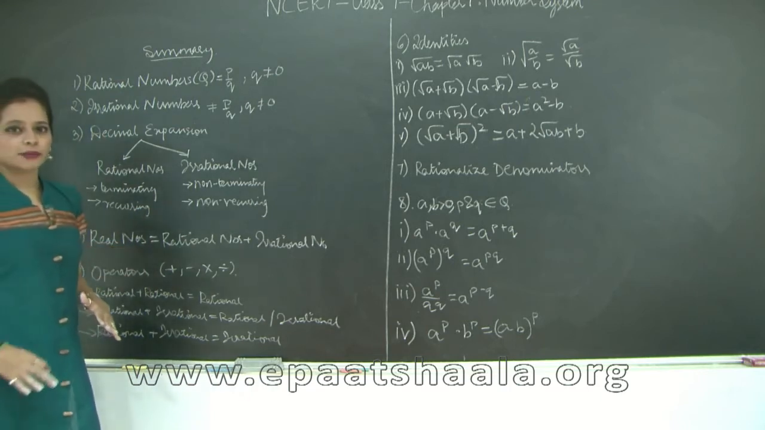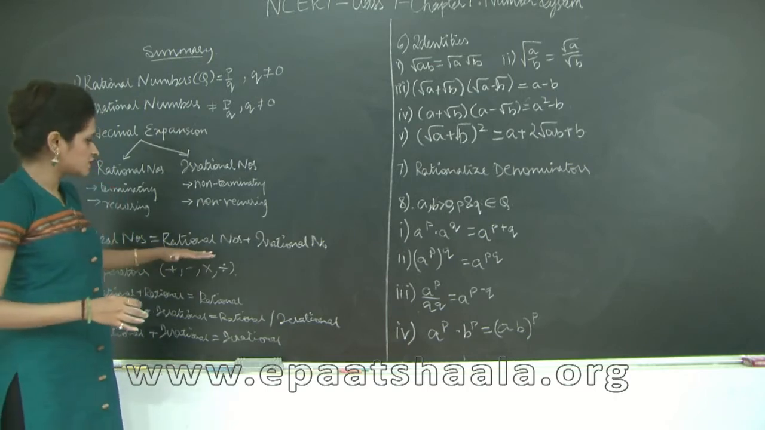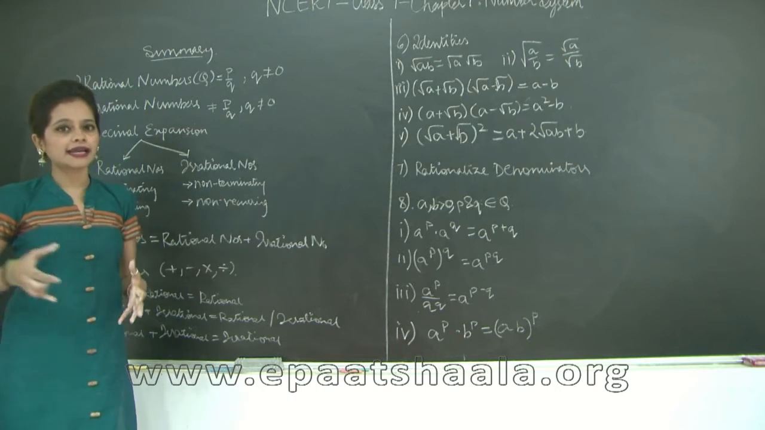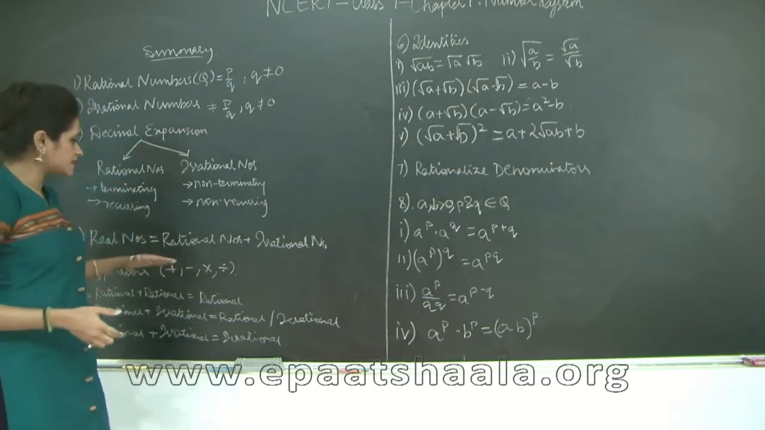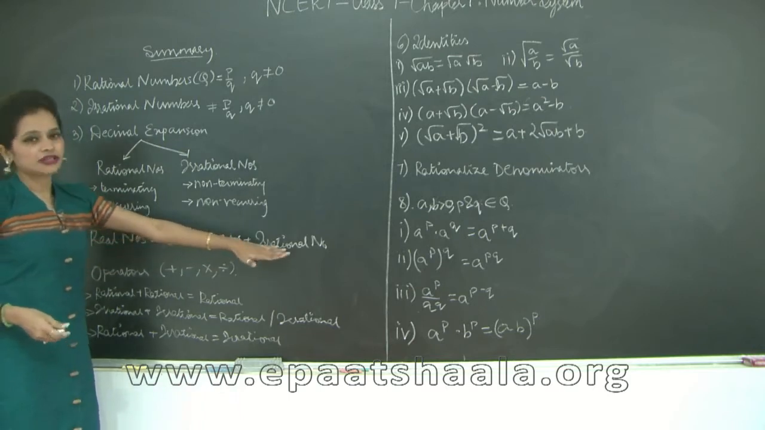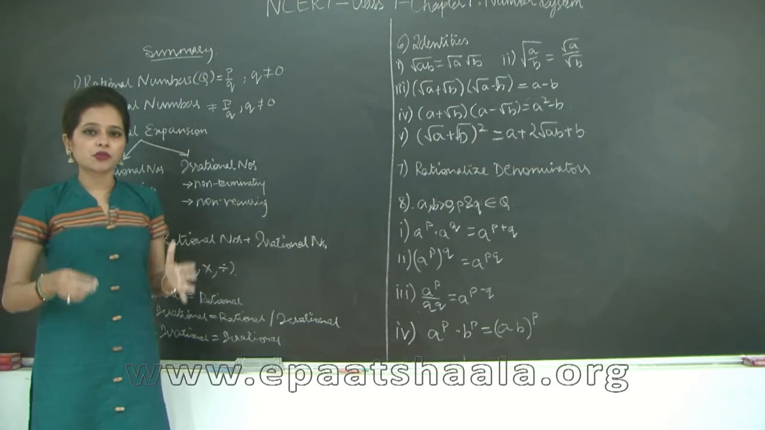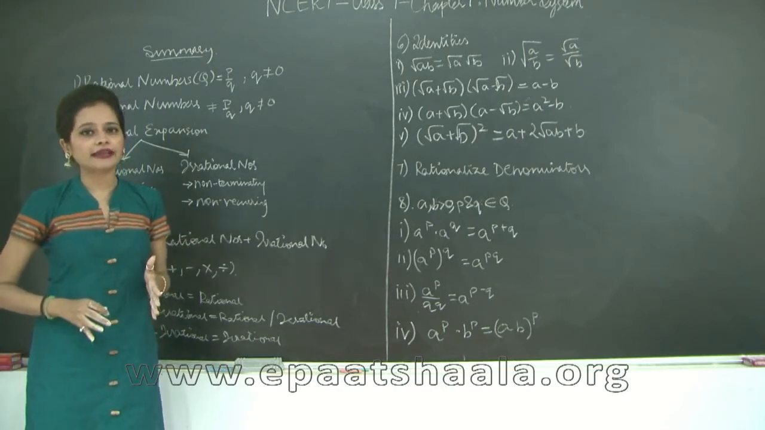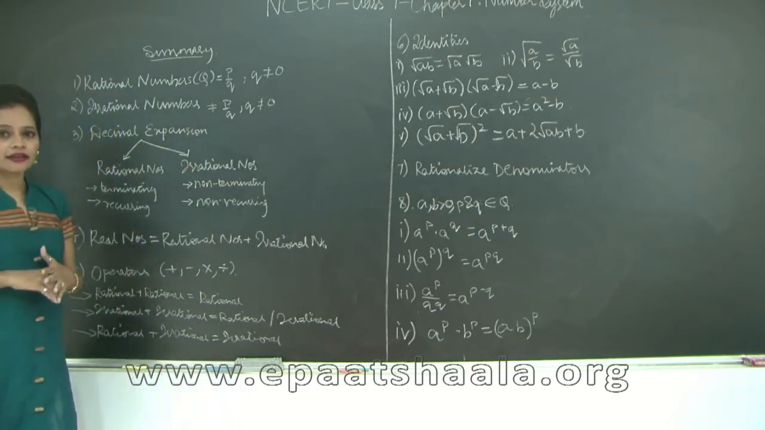And then real numbers. What are real numbers made up of? Real numbers can be broadly classified into two categories, which are rational numbers and irrational numbers. So when you club all the rational numbers and irrational numbers, your output is real numbers. Every real number can be plotted on your number line, and also every number that you plot on your number line is going to be a real number.